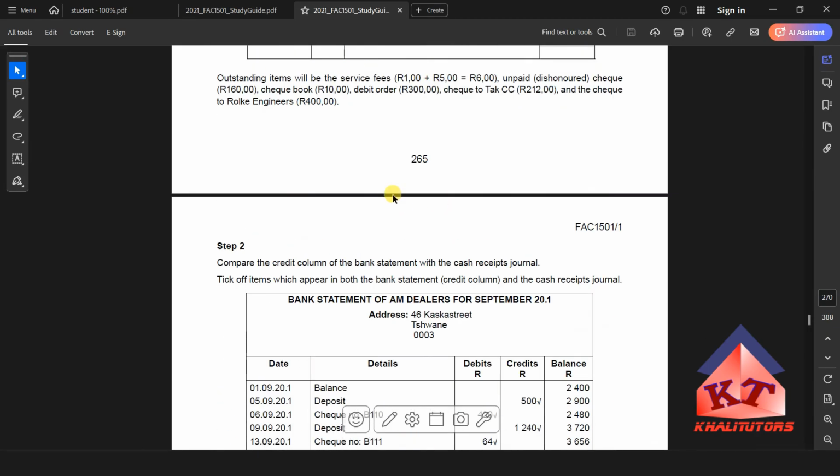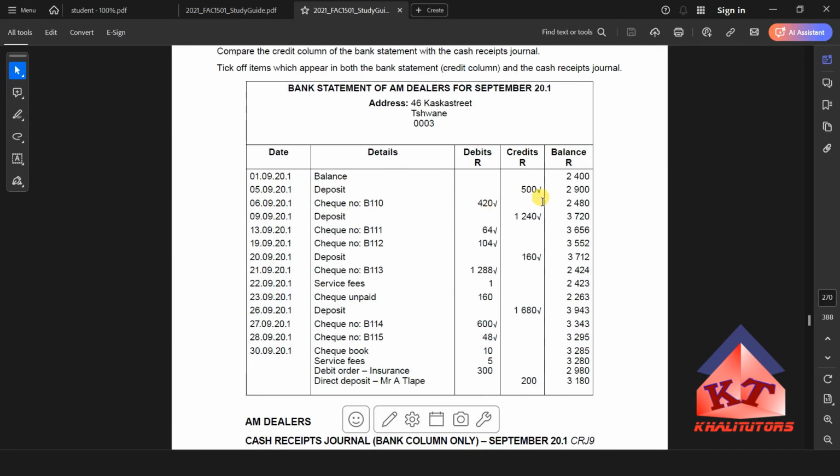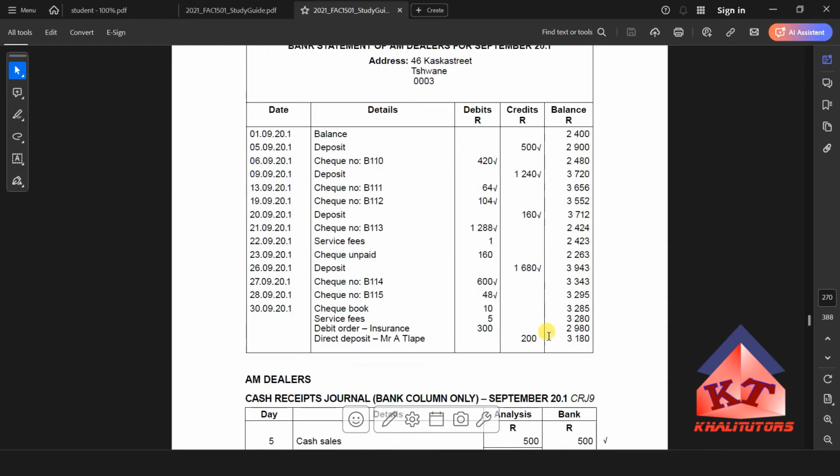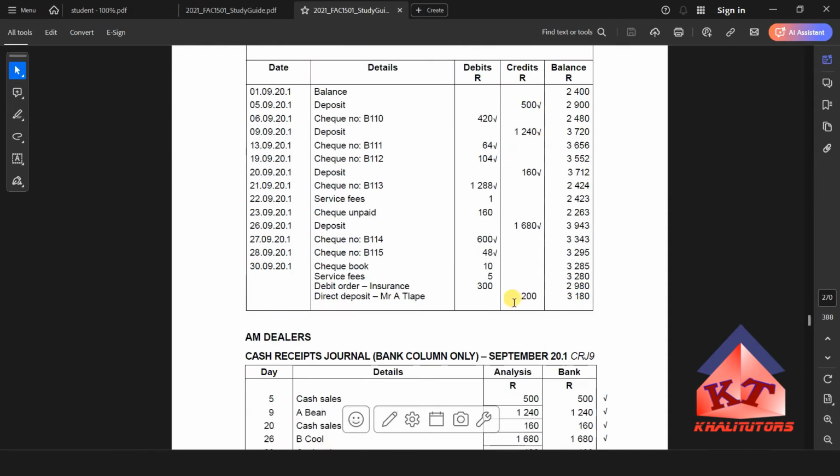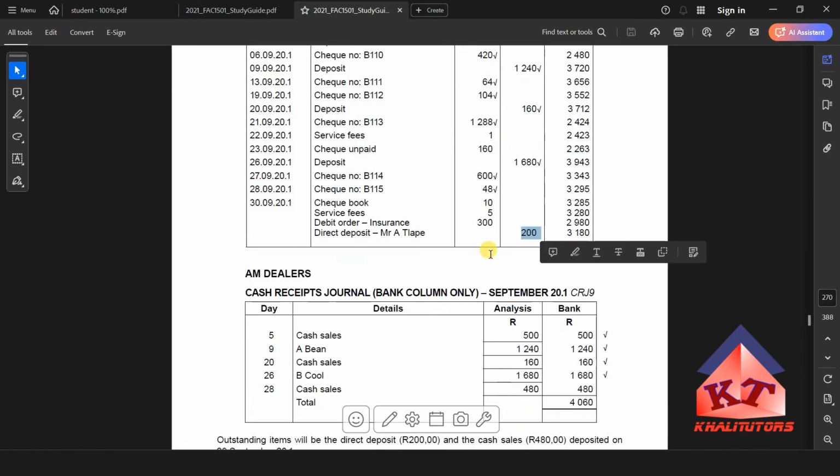Then you're going to compare the credit column of the bank statement and the cash receipts journal. You'll use the same process and mark whatever is appearing in both. This one, since it is only appearing on the bank statement, must be added to the cash receipts journal to adjust the total. So that is all that you're supposed to do: take whatever is appearing in the bank statement and add it to your cash journals.